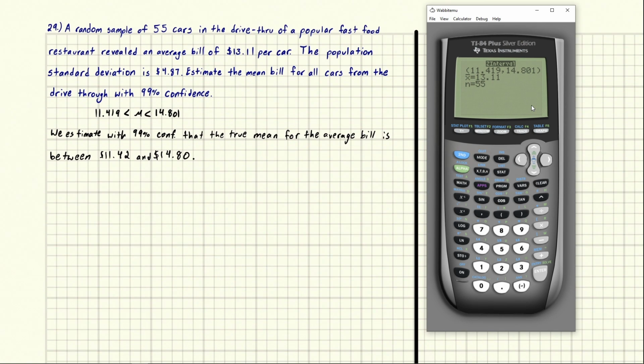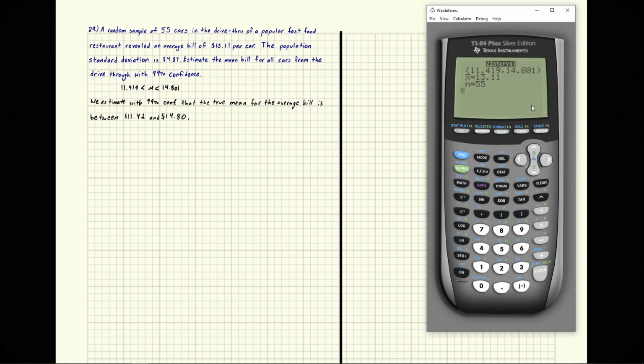And so if your professor wants you to write out a sentence stating how to interpret this, this is the sentence that you would write. This is what we think the true mean is. Because we are asked to estimate the mean bill for all cars through the drive-thru. And that's what it is for all cars here. And so we cover all cars by saying the true mean. That's another way of saying everyone.